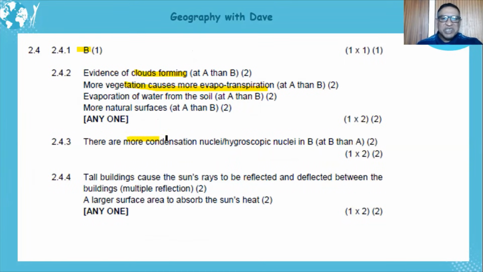There are more condensation nuclei in B, or hygroscopic nuclei. And also the fact is that it does bring in the moisture to the urban area. But what the examiner wanted more specifically was why that area experiences more rain, because there's more dust particles. That was the main emphasis of the examiner. Because there's more dust particles, water can cling to more of these dust particles, creating more droplets of water.